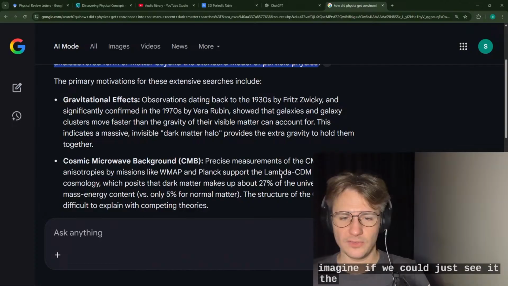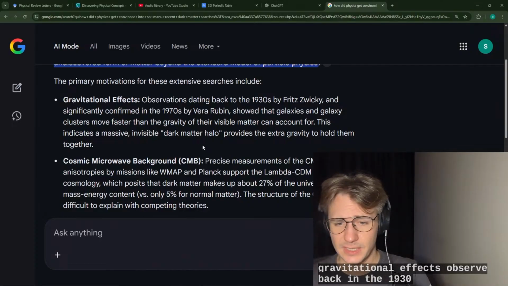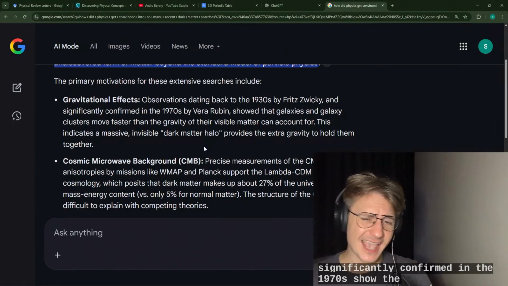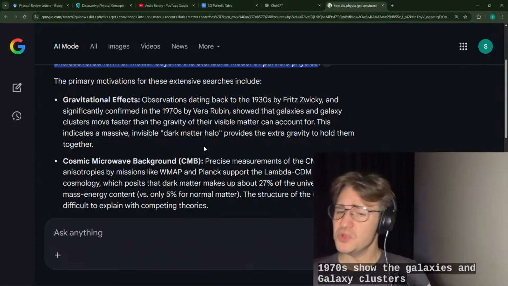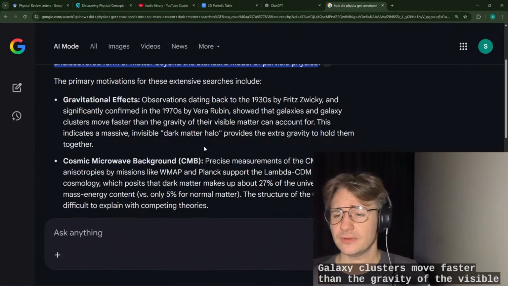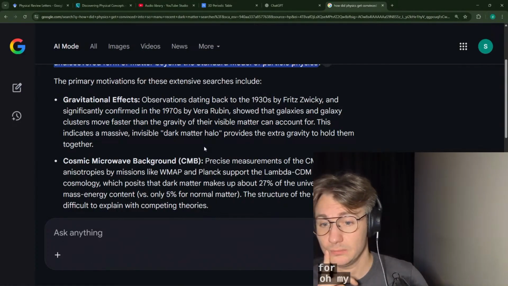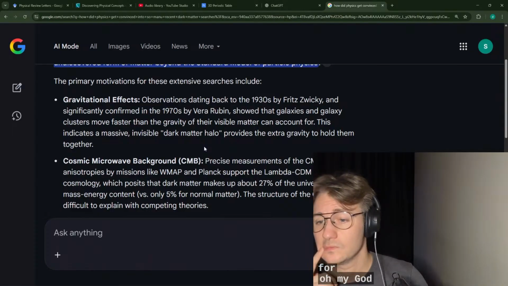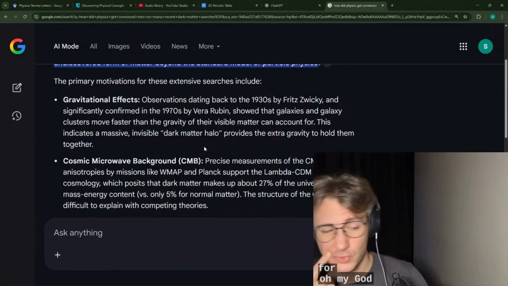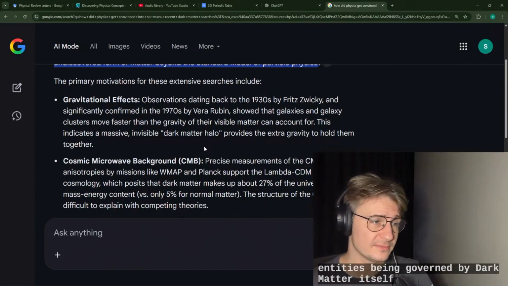The cosmic microwave background, gravitational effects observed back in the 1930s and significantly confirmed in the 1970s showed that galaxies and galaxy clusters move faster than the gravity of the visible matter that can be accounted for. Oh my God. So we think that there are entities being governed by dark matter itself.